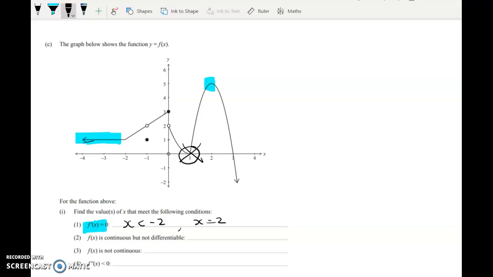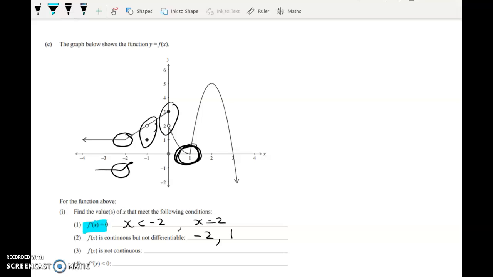Where is the function continuous but not differentiable? So here is one place. It's continuous. I did not have to lift my pen, but the gradient's different on both sides. So let's write that down before we forget. So -2. Here it's not continuous. Here it's not continuous. And here again, continuous but not differentiable. So x is 1.